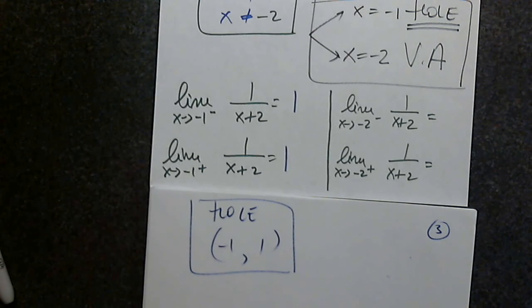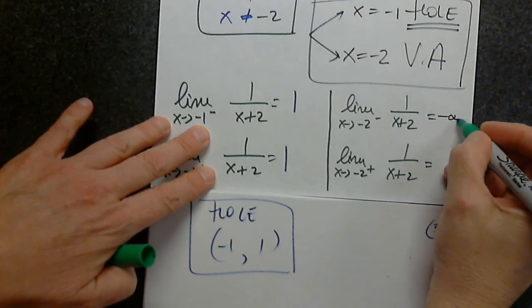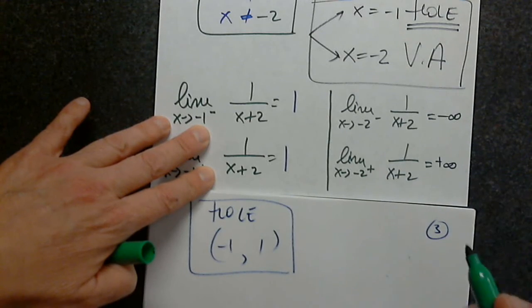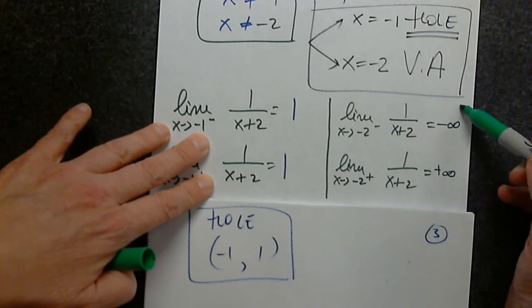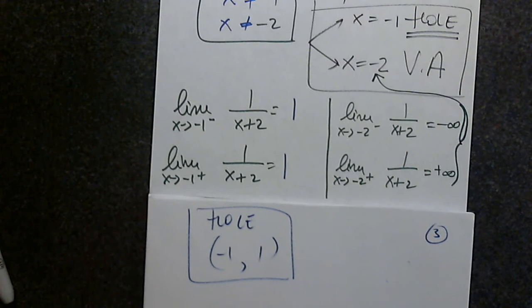Okay, perfect. Can anyone give us the limits here? Yes, -2, very good, and very good. So this is positive infinity. Therefore, for these reasons, we have x equals -2 as a vertical asymptote. That part is done. So we identified the vertical asymptotes and the hole.